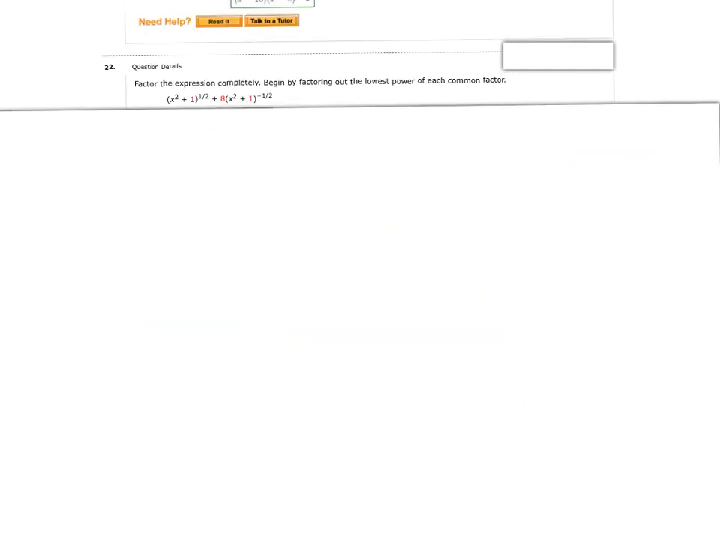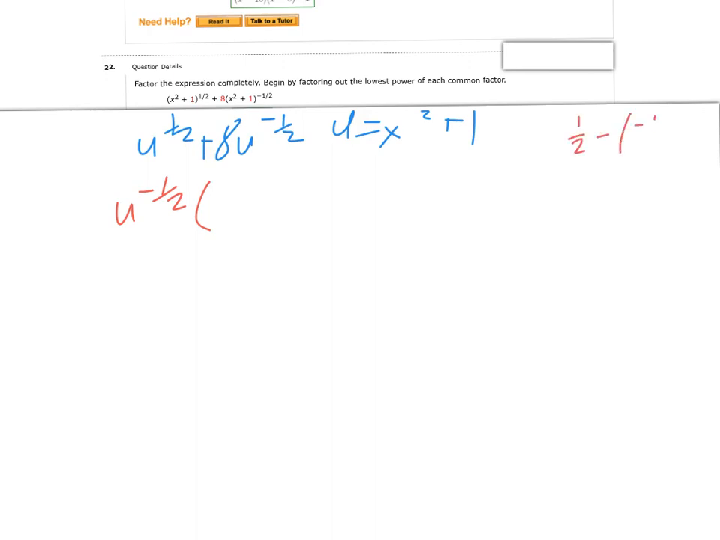All right, next up here, I'll do some more u substitution. U equals x squared plus 1. So I'm going to write this as u to the 1/2 plus 8u to the -1/2. And so I'm going to GCF again here. So we'll GCF u to the smallest exponent, which is -1/2. Now, remember that when we GCF a negative exponent, the exponent is actually going to get bigger, so 1/2 minus -1/2 will actually become 2/2, so this will be u to the first, and then this one will just turn into 8.